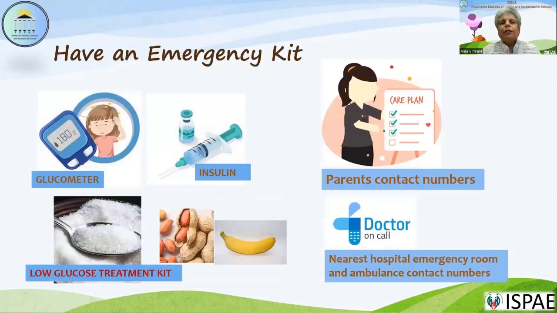It's very useful to have an emergency kit in the classroom during exams and in other situations. And this consists of a glucometer, some treatment kit for low glucose, including sugar and snacks, insulin, blood glucose and ketone strips. And very importantly, the parents' contact numbers and the number of a hospital emergency nearby and ambulance contact details.